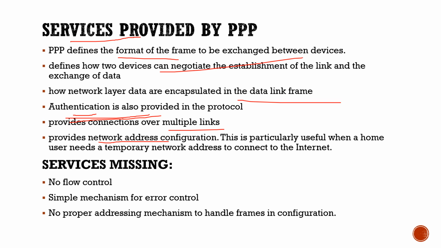The network address is something that is related to the internet. It will also provide the internet address with which it is going to be connected. So these are the services provided by the point-to-point protocol. Now we'll see the services missing. What are the services missing? First, there is going to be no flow control.